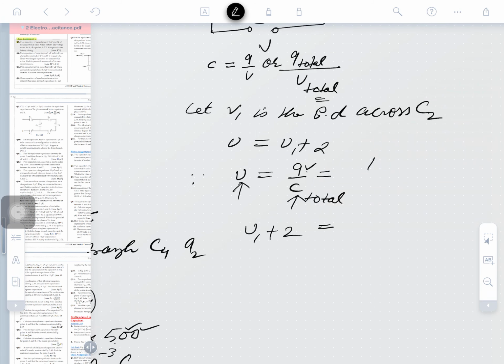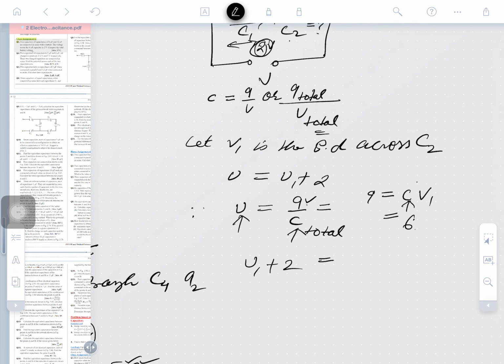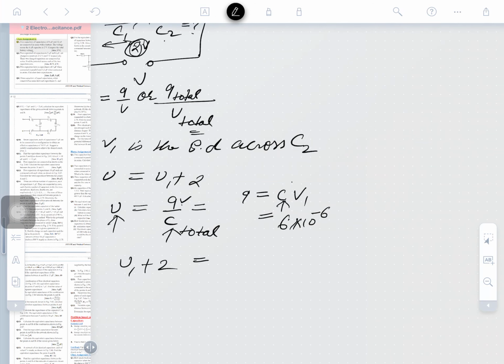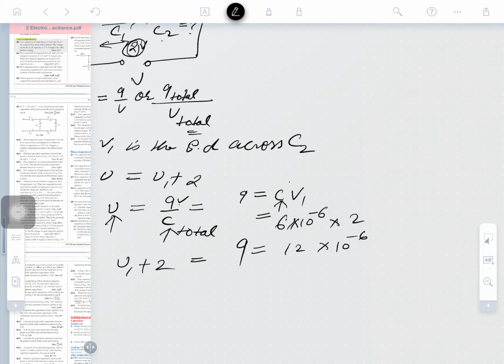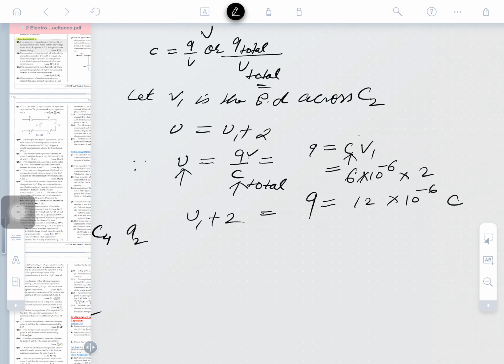So we can find the charge through C1, which is the charge through the series. Q is equal to C times V, C1 V1. Please tell me, capacitance is 6 microfarad, 6 into 10 to the power minus 6 farad, and voltage is 2 volt. 2 sixes are 12 into 10 to the power minus 6 coulomb. This is the amount of charge, and the same charge is passing through this. Clear, guys? Now start solving this question.